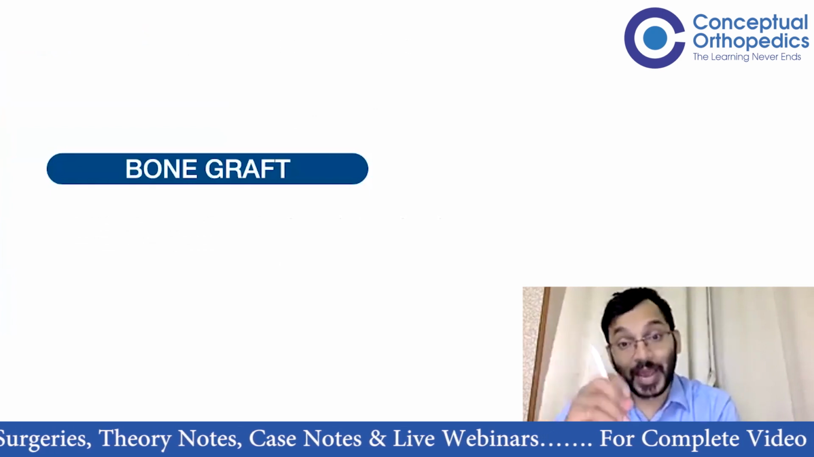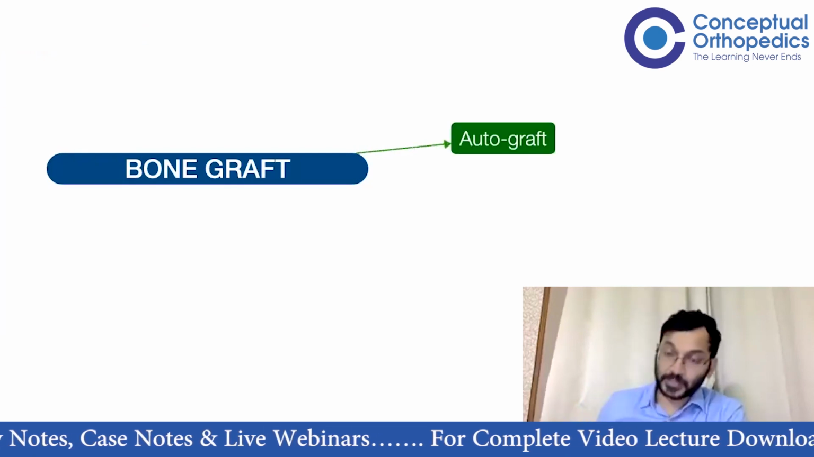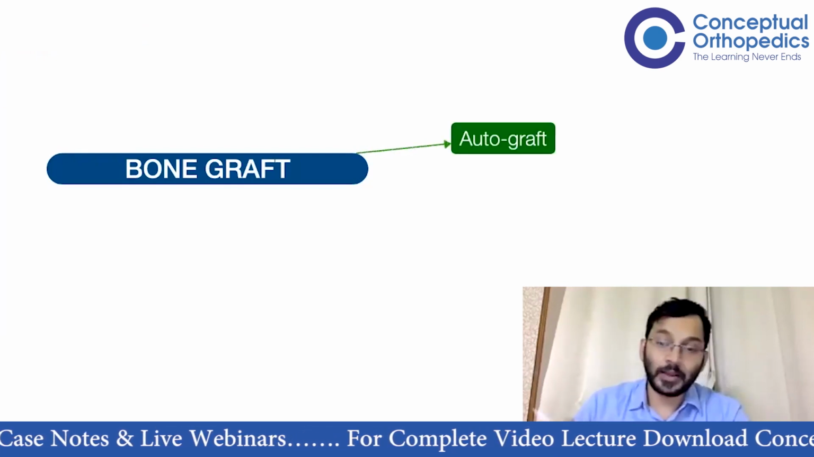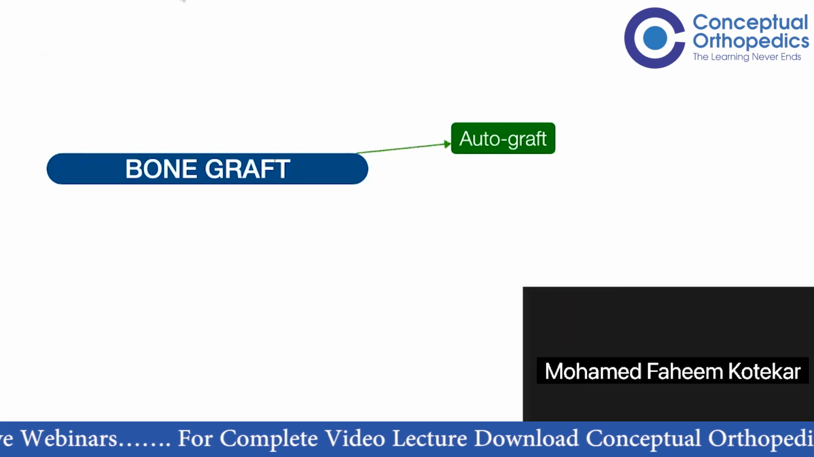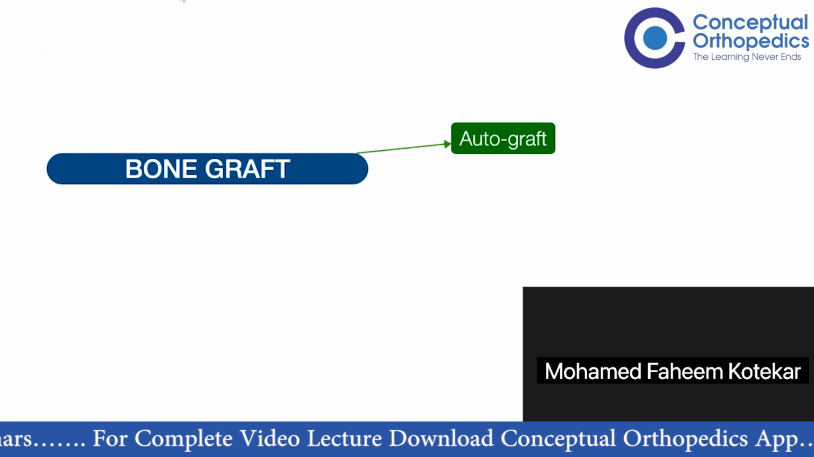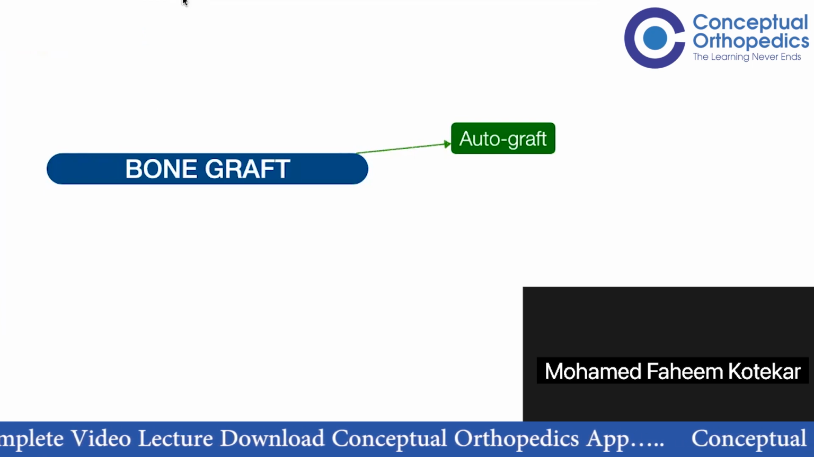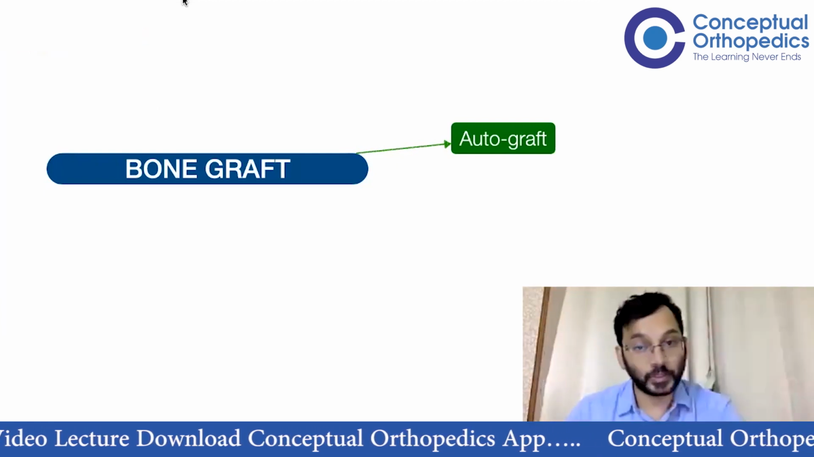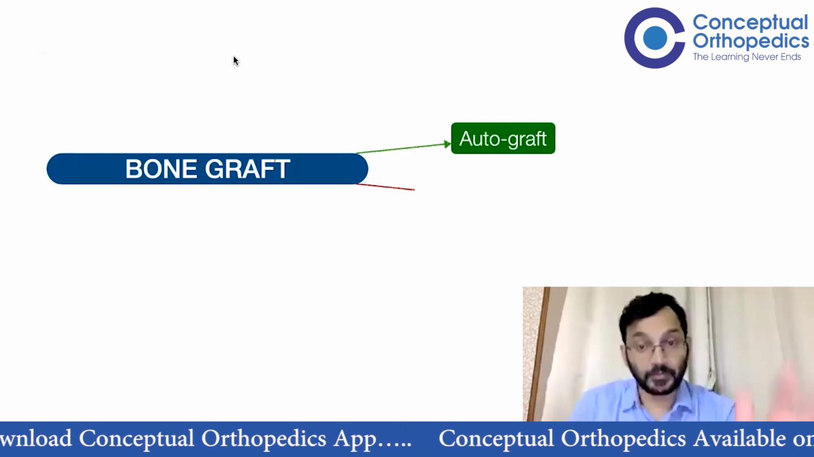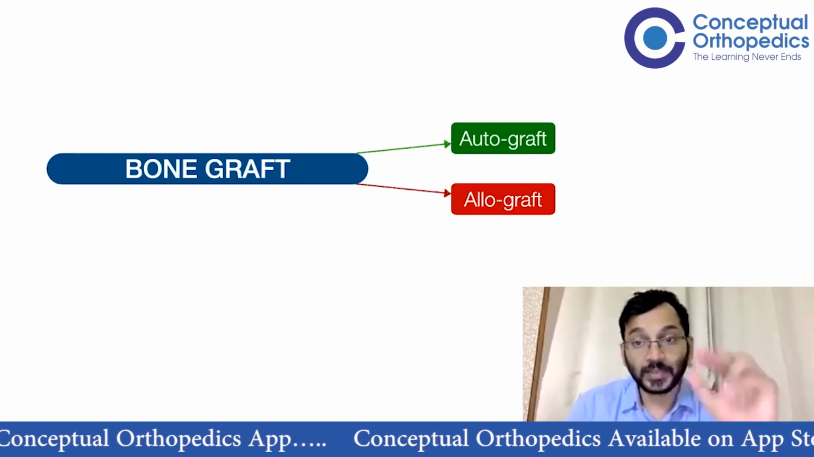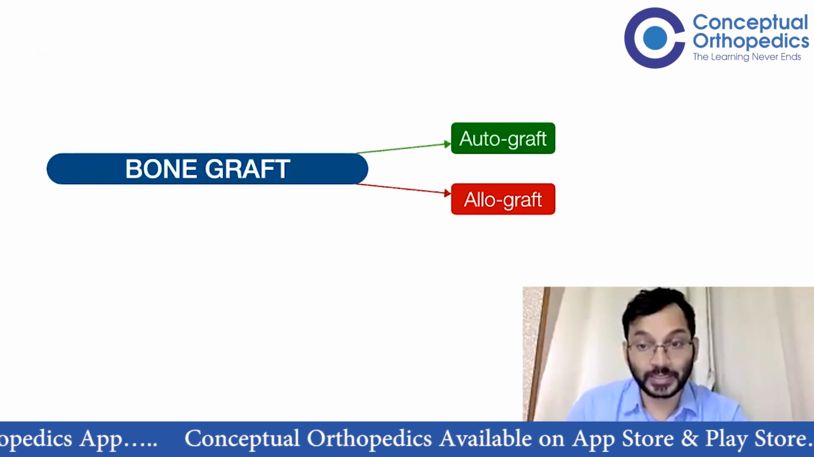So what are the different types of bone grafts? Bone grafts can primarily be autografts. By autograft, we mean that the graft has been taken from the same individual, the same person. And if the graft has been taken from another individual of the same species, then it becomes an allograft. These are the 2 primary types of bone grafts that are used in orthopedic surgery.